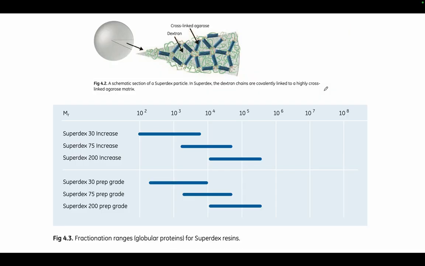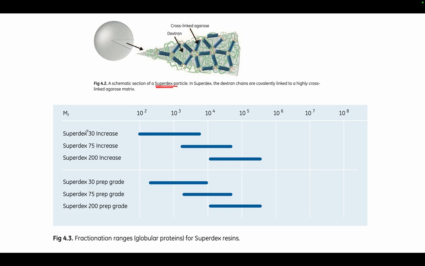So what is the matrix of these columns made up of? Like we discussed, it's made up of cross-linked polymers. You can see here, this is agarose and dextran cross-linked. The nature, like the ratios of the two polymers, how much of them is added and so on, will affect the pore size of the matrix. This cross-linked dextran and agarose is a matrix called Superdex.